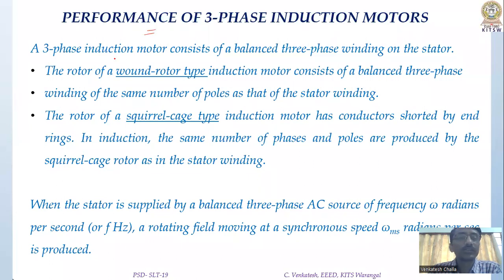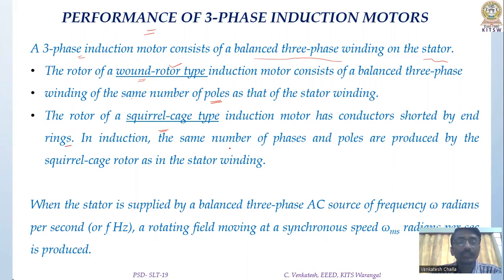As we discussed in the initial part, the three-phase induction motor has the stator constructed with a balanced three-phase winding. In case of a wound rotor or slip ring rotor, the rotor is made up of a three-phase balanced winding similar to that of the stator with the same number of poles. So the construction of stator winding and rotor winding in the slip ring or wound rotor type is the same. But in the squirrel cage type, the rotor is made up of thick copper bars shorted at the ends by end rings.